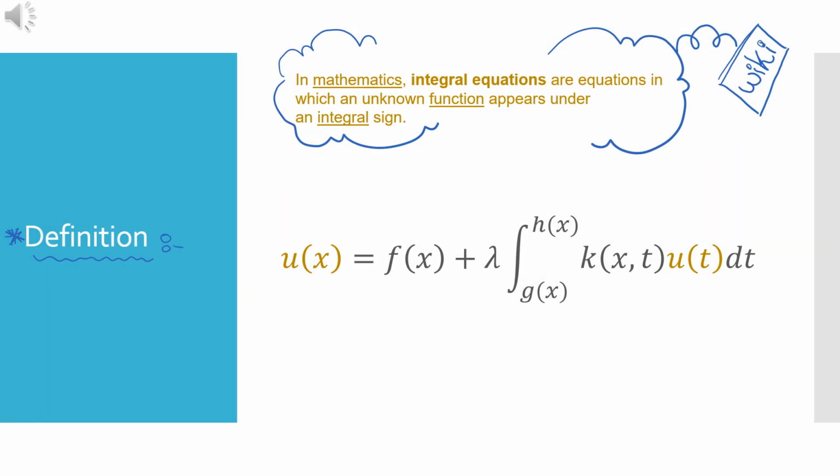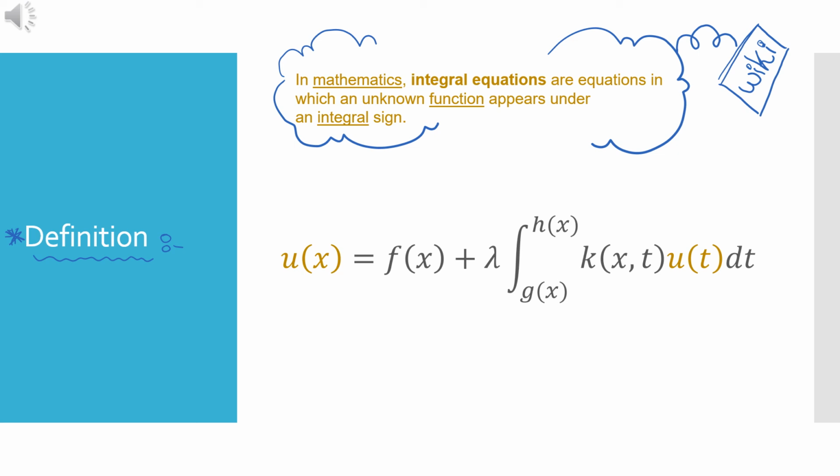What's an integral equation? In mathematics, integral equations are equations in which an unknown function appears under an integral sign. And here is how we can write the general form of the integral equation: u(x) = f(x) + lambda times the integration from g(x) to h(x) of k(x,t) u(t) dt. The unknown here is u(t).